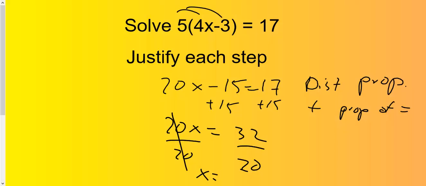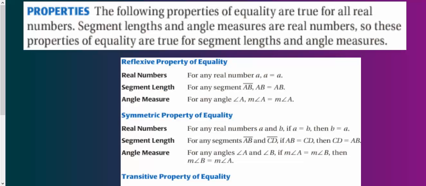X equals, let's see, if I divide by 4, that'd be 8 over 5, 8/5. So division property of equality. And there you go. So that's what you're going to be working on in your homework today, a little bit.